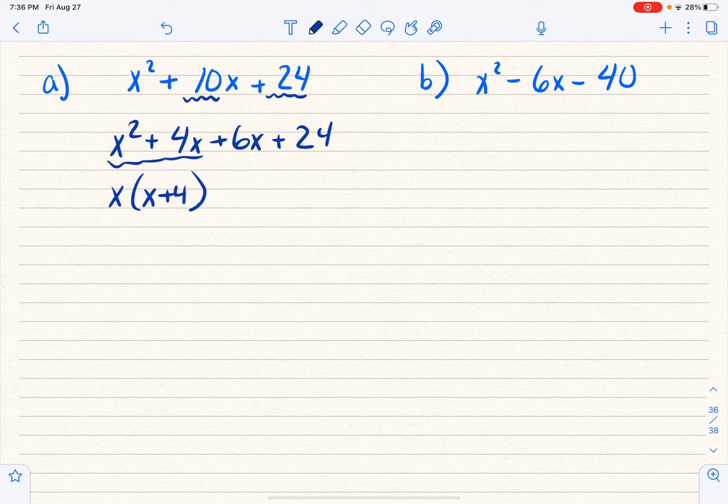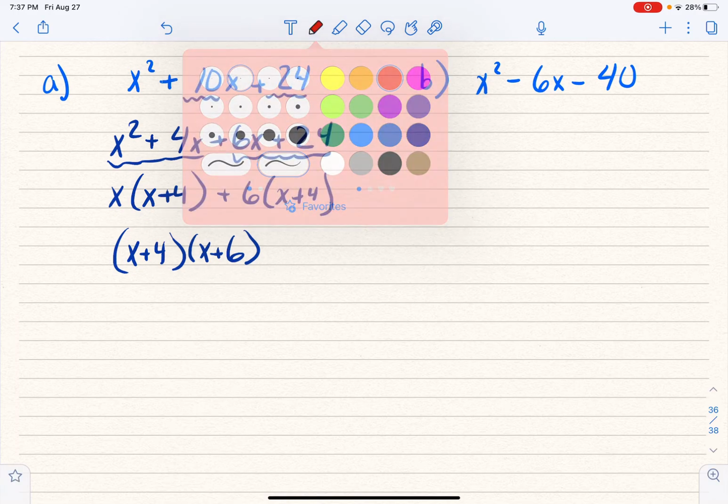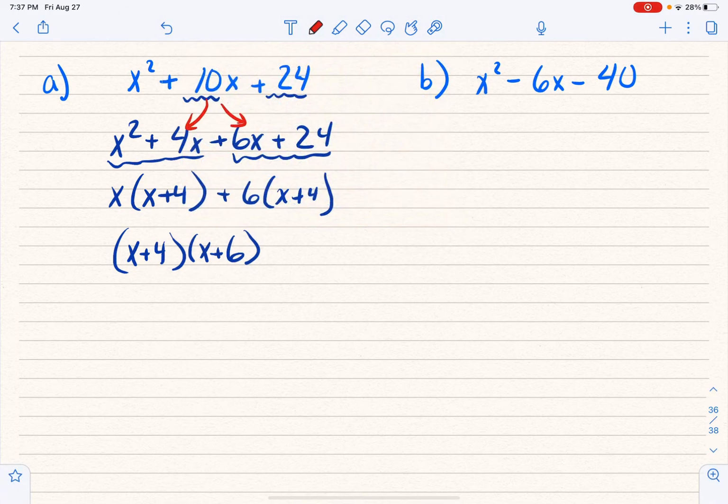Again, what can you take out of these first two terms? An x, which leaves me with x plus 4. I can take a 6 out of these two terms, which leaves me with x plus 4. And then I factor that out to the front. I'm left with x plus 4 times x plus 6. And what did I have a second ago? Well, I had x plus 6 times x plus 4. Multiplication is commutative. You can multiply in any order, so those two are really the same answer, okay? So it doesn't matter what order you put them in when you break up that single middle value. It matters how you break them up, but it doesn't matter what order you put them in.